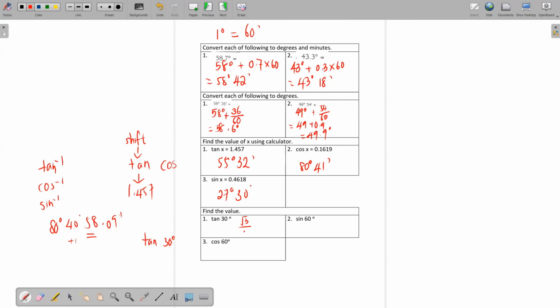So you should get root 3 over 3. And then sine 60, you get root 3 over 2. Cos 60, 1 over 2. Alright, so that's how we use calculator to find our cos value, sine value, and also tangent value.